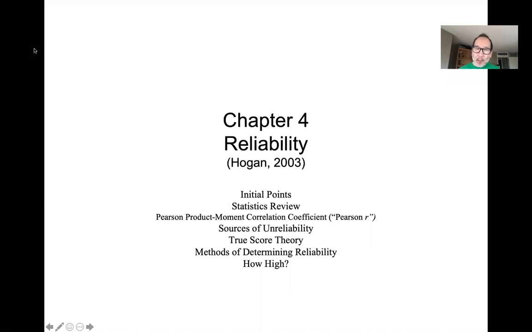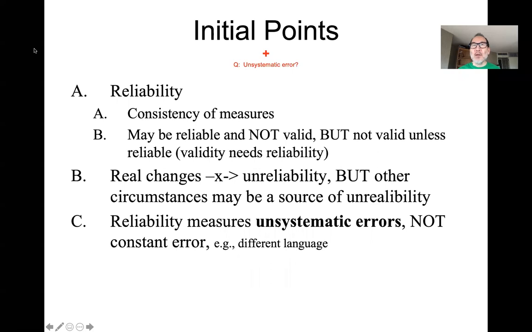So, reliability. You guys have probably heard this concept before in intro psych, stats, and so on. We will get into reliability in great depth, probably far greater than you would prefer. And we will also discuss it as it applies to test and measurements. Okay? To start us off, some initial points.